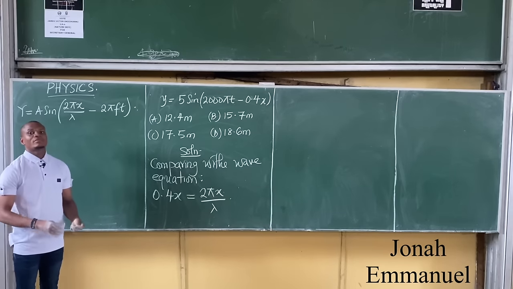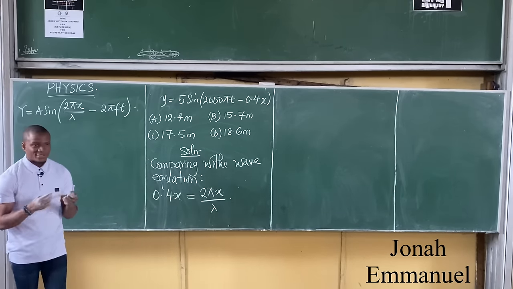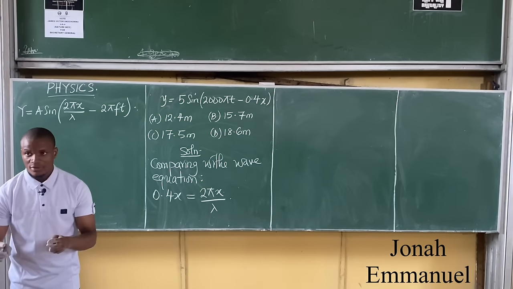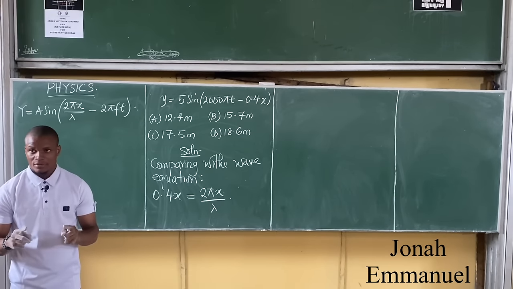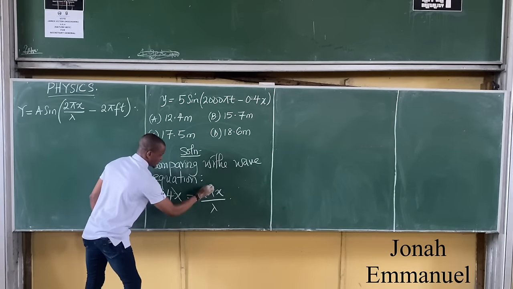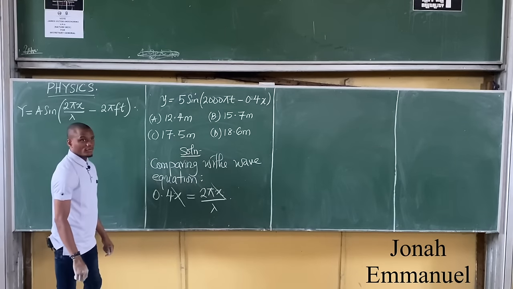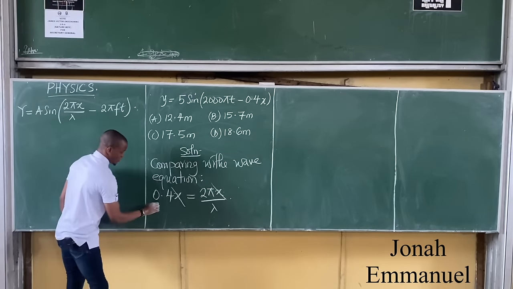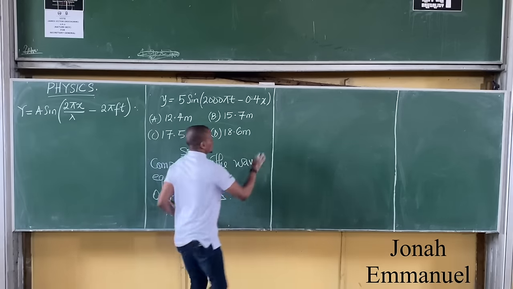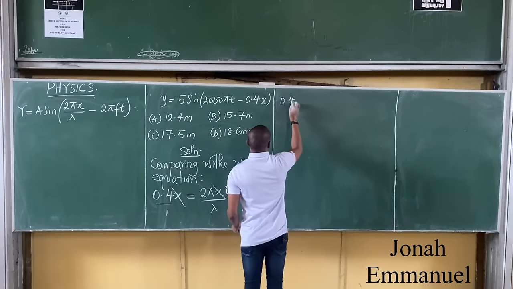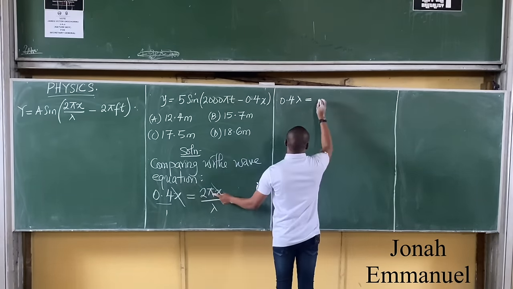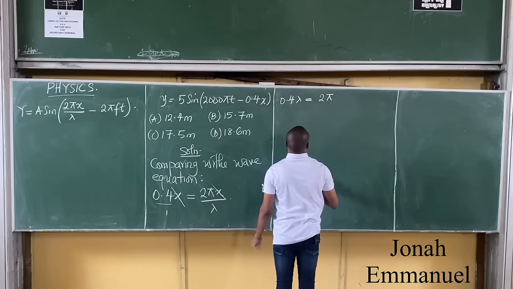Alright. It's mathematically correct. If I have the same term on both sides, it can cancel out. So from here, what happens now? x can cancel x. Okay, what next here? Cross multiply. This times this. What do you get there? 0.4 lambda is equal to 1 times 2 pi. This is 2 pi.